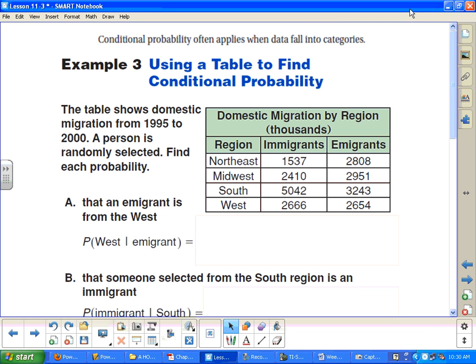So conditional probability often applies when data falls into categories. Here this table shows domestic migration from 1995 to 2000. A person is randomly selected, find each probability. What's an immigrant? A person that moves in, and an emigrant is someone who leaves. What's the probability that an immigrant is from the West?